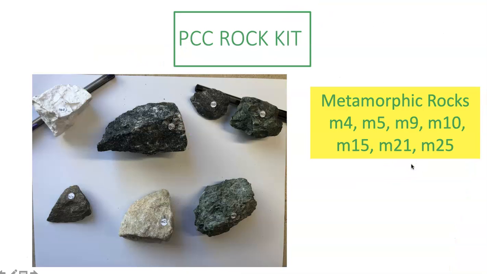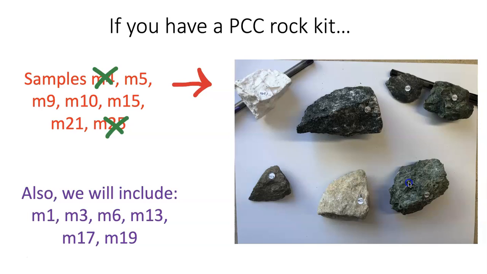If you have a PCC rock kit, you should have these 7 rocks. They are in their own baggie, and they begin with the lowercase letter M. We're only going to be using 5 of these in the lab identification part of the lab. 2 of these are just a little bit tricky, but I'll still tell you what they are.